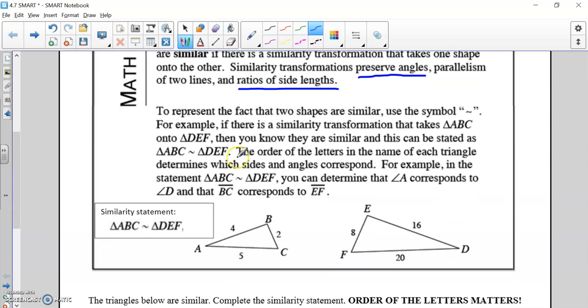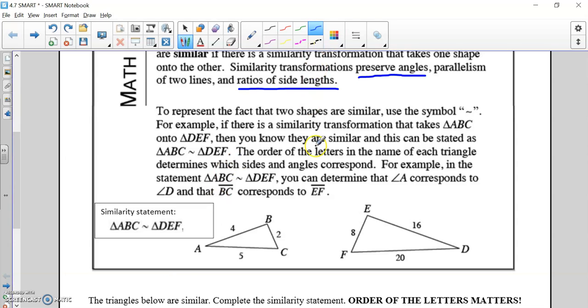What's important about these statements is that the order of the letters really, really matters, because saying that ABC is similar to DEF matches A to D, B to E, and C to F. Those angles have to be equal in terms of their positioning in the statement.